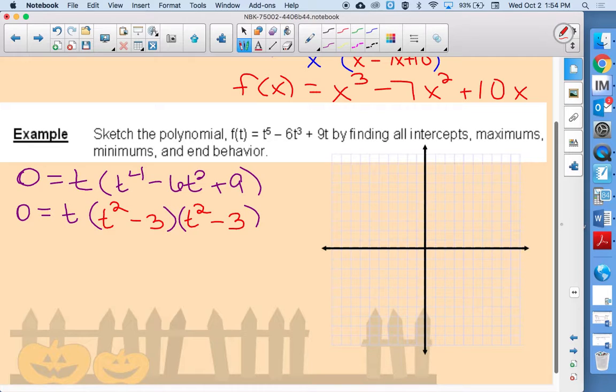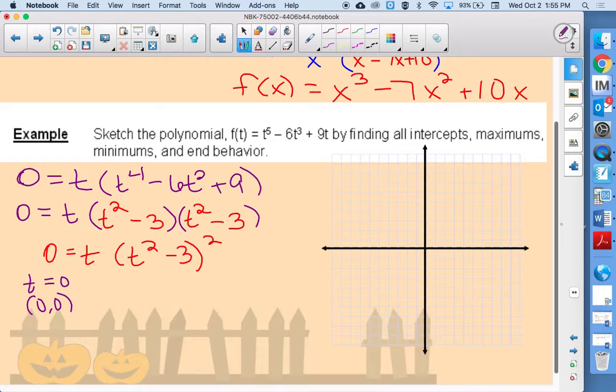How else could I write that? 0 equals t, and then parentheses t squared minus 3 squared. Right, t squared minus 3, quantity squared. So the factors are the same. Again, this was a perfect square trinomial. So now we're trying to find the intercepts. I know one of them is at 0, so I could write that as (0, 0), since it says intercept.